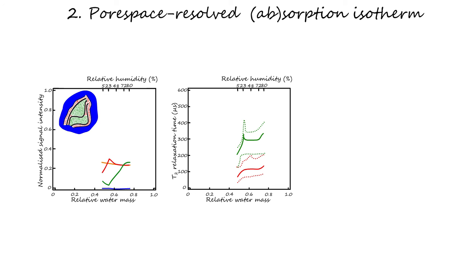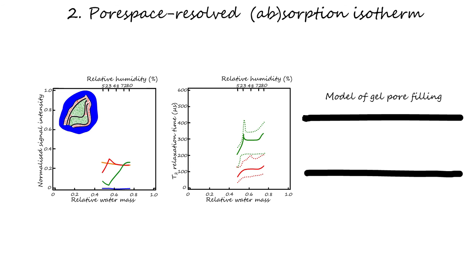Similar to the process during desorption, we can attempt to explain these curves with a simple model of a filling gel pore. At 3% relative humidity, we assume that the gel pores are essentially empty. We do not understand the residual gel water signal yet, as previously mentioned. The model of the gel pore is again a slit pore located between two sheets of CSH.